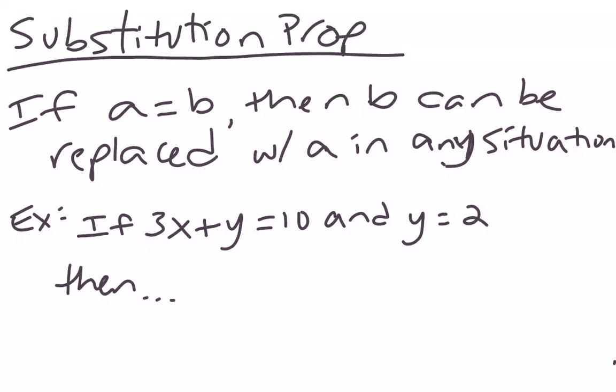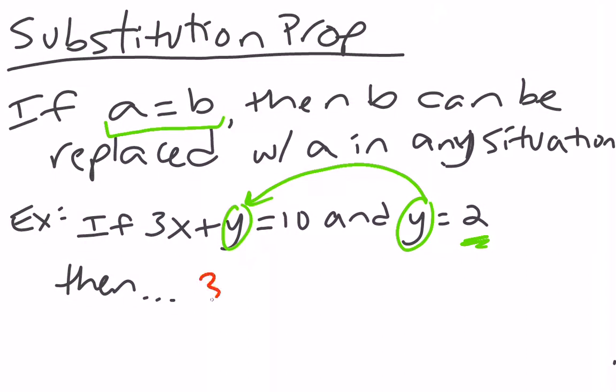The substitution property looks like a lot of words, but it just means if I start with two things that are equal, then I can replace those things in any situation. So for instance, if 3x plus y equals 10 and y equals 2, I can go back and wherever that y is in the equation, I can replace it with 2. Which in Algebra 1 you probably did a whole bunch of solving with that. So this equation could transform to 3x plus 2 equals 10 using the substitution property, which once again will be a very handy property.